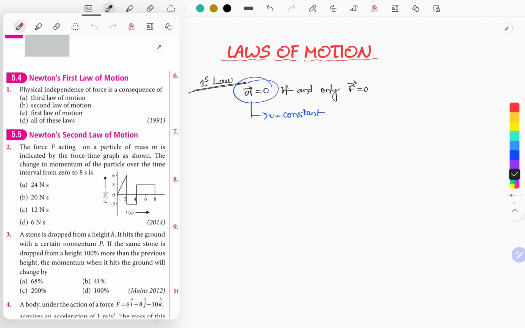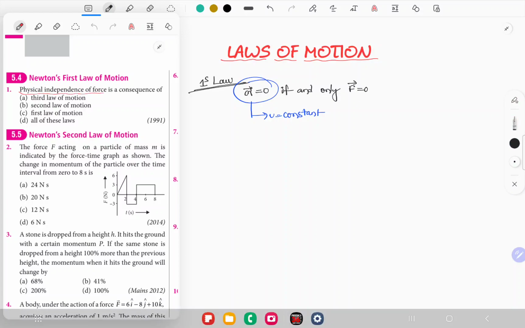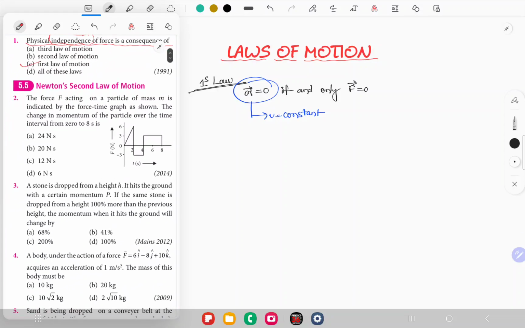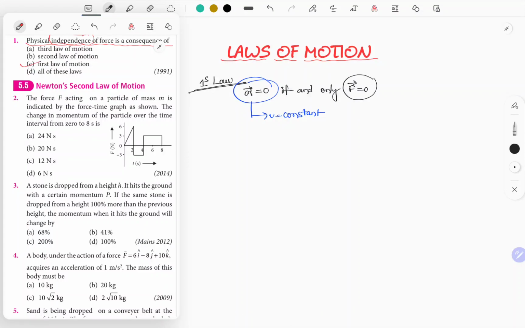Now look at the first question based on this. Physical independence of a force is a consequence of, it is not dependence, independence in the sense net force acting on the system is 0. So which law is applicable for this? Newton's first law of motion. Very good. There are so many types of numericals based on Newton's first law. It is also called equilibrium, right? If F net acting on the system is equal to 0, then this is also called equilibrium. So for whatever system is in equilibrium, we can apply this law.